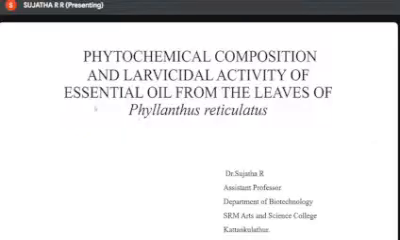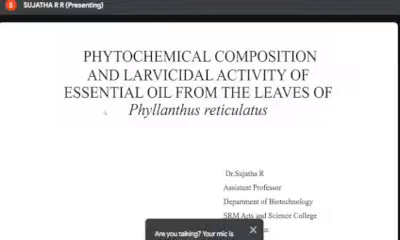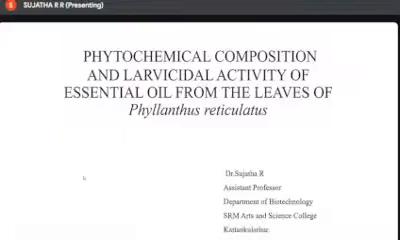So, my work is on phytochemical composition and larvicidal activity of essential oil from the leaves of Phyllanthus reticulatus. Phyllanthus reticulatus belongs to the same family as Amla. So, we were curious about the essential oil production from this plant. It is known as Karunelli, and it is a small shrub. The plant produces a purplish black fruit when it is ripe.